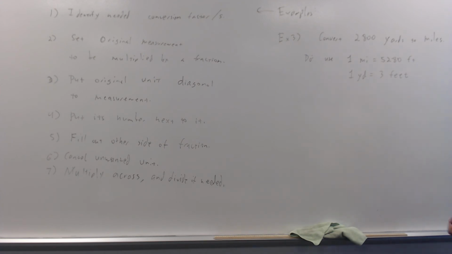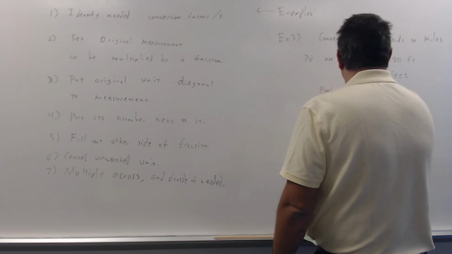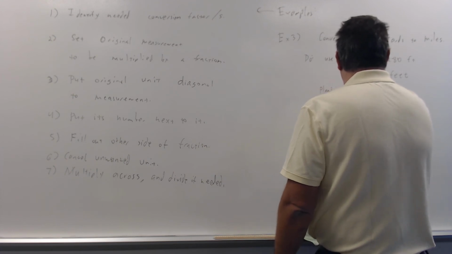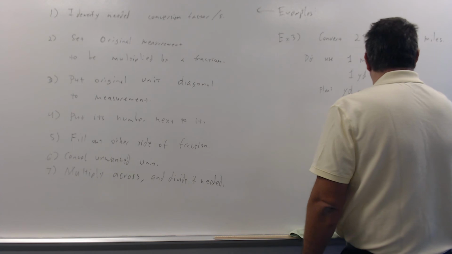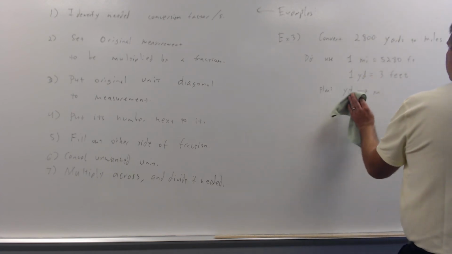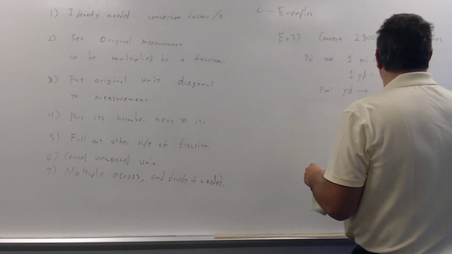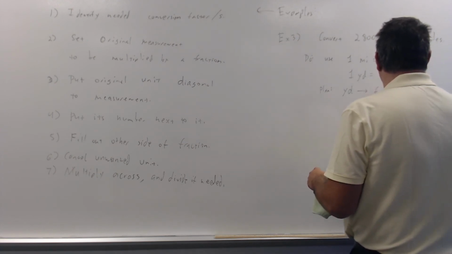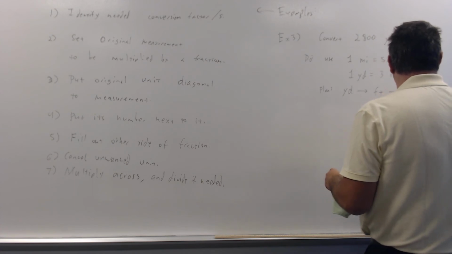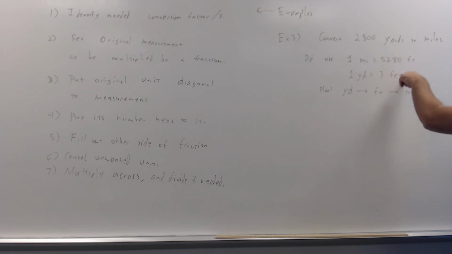Okay, so now I'm going to make a plan. Yards to miles, actually, I need to think of it a different way. This is the intermediate, so yards to feet, and then feet to miles. That's the plan. Feet is going to be the middle because it's the one that they have in common.